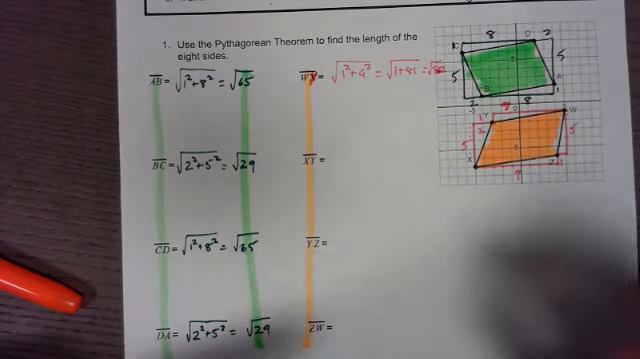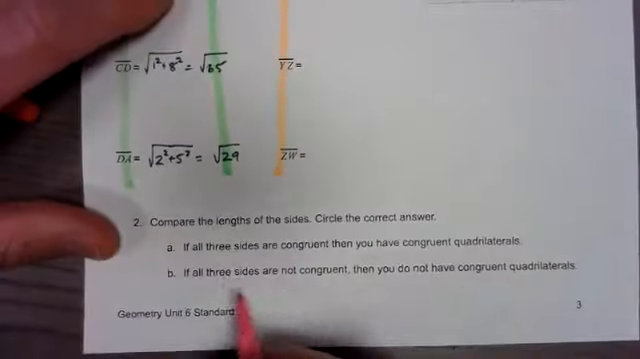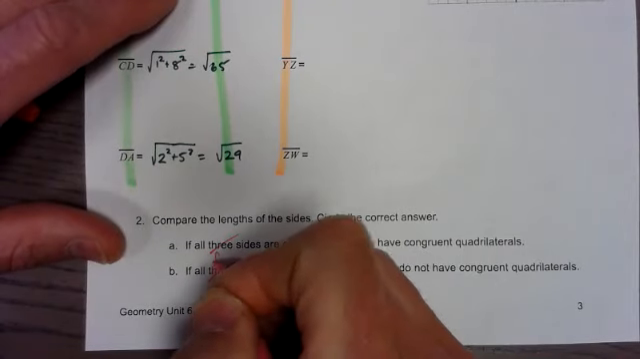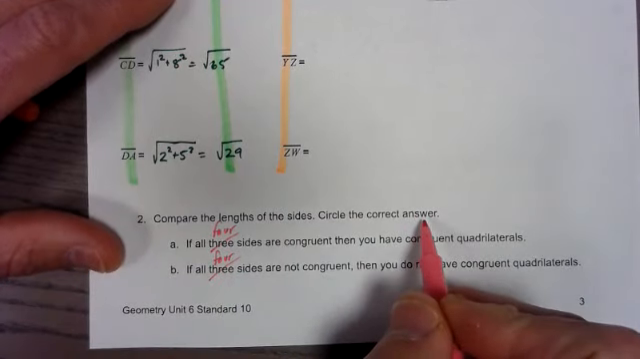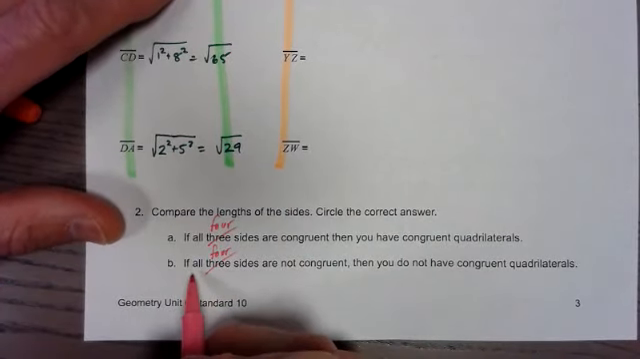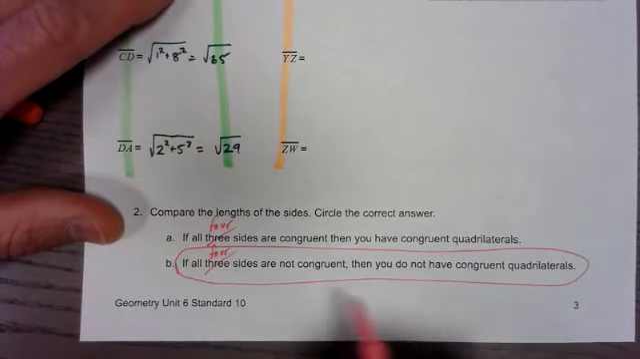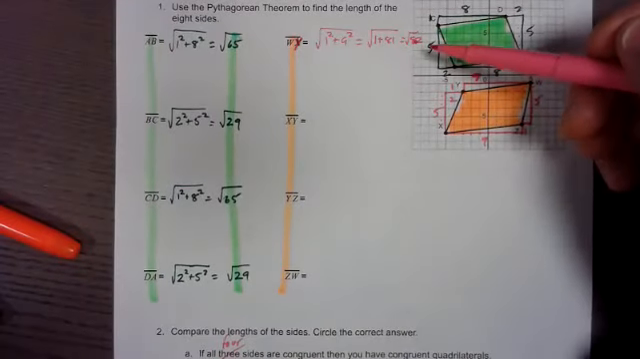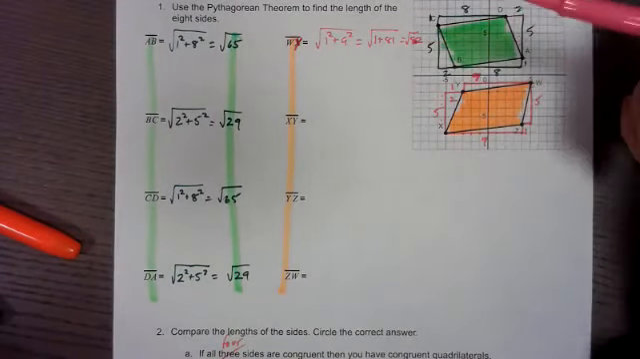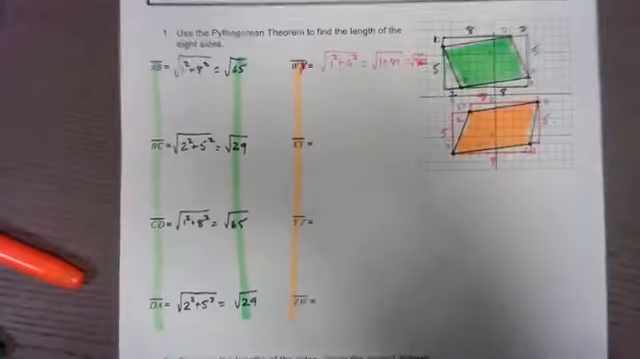So in this situation, we don't have any congruent sides. And we can say that, oh, this is a typo too. I should say 4. Apologies. Compare the lengths of the sides, circle the correct answer. If all 4 sides are congruent, then yes; if all 4 sides are not, then we do not have congruent quadrilaterals. So the cool thing about this is that as soon as we find one side that's not congruent by using the Pythagorean theorem, we don't have to move on. We can automatically prove to ourselves that we do not have congruent quadrilaterals.